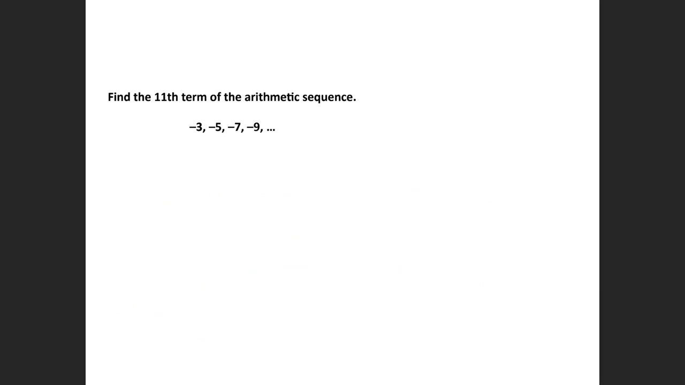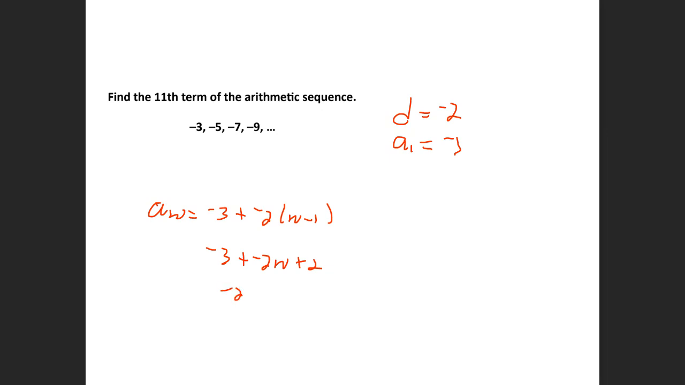Find the 11th term of the arithmetic sequence. Again, now it looks like it's going backwards again. It looks like this time the d value is -2. And it looks like my a sub 1 is equal to -3. So I've got a sub n is equal to -3 plus -2 times (n minus 1). I'm going to multiply through here. So -3 plus -2n plus 2. So -2n minus 1. That's my explicit formula.